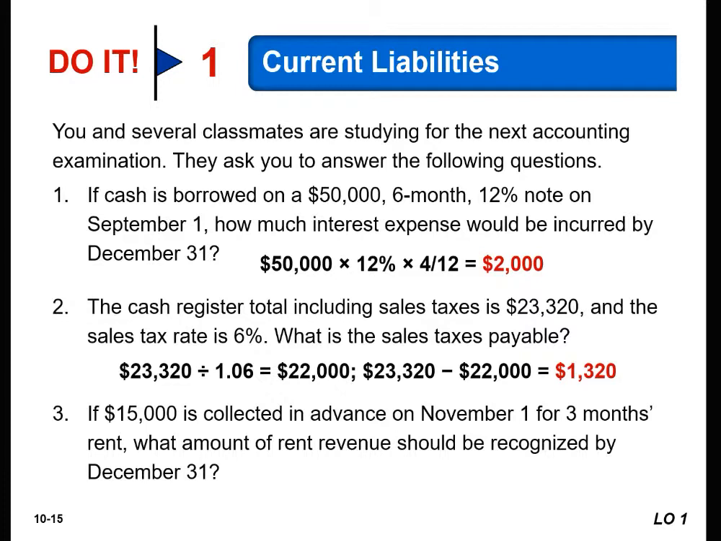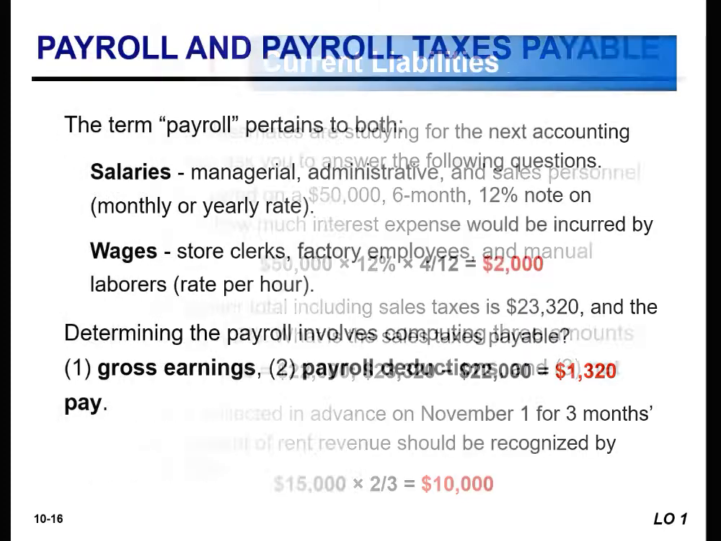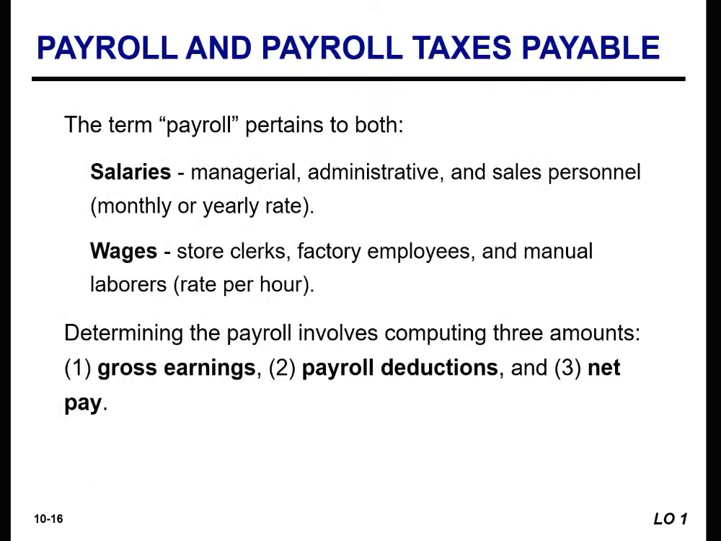And if $15,000 is collected in advance on November 1st for 3 months of rent, as of December 31st, we will have earned 2 of those 3 months, or $10,000. Next, we're going to touch on payroll and payroll taxes payable. We'll actually go into this much more in depth when we do Appendix I.